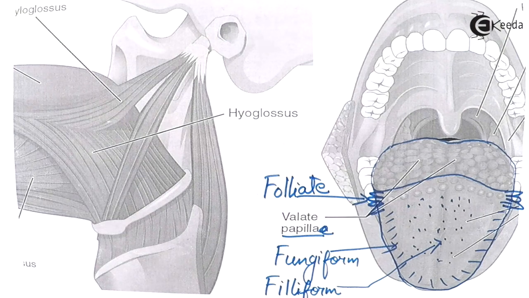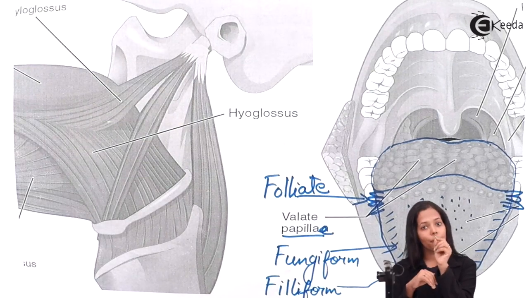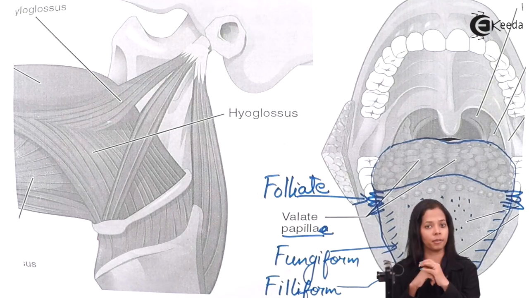Now speaking about Vallate Papillae. Vallate Papillae are larger papillae and 8 to 12 Vallate Papillae are present on our tongue. Each Vallate Papilla consists of more than 100 taste buds.